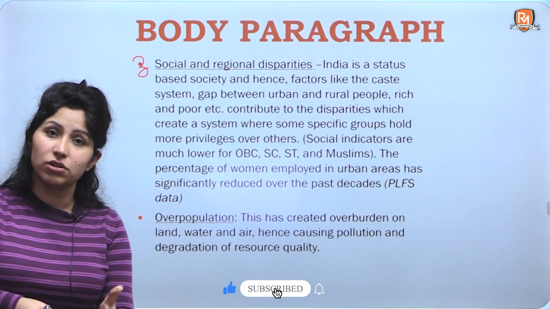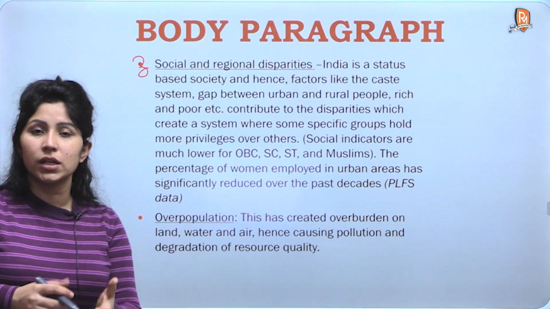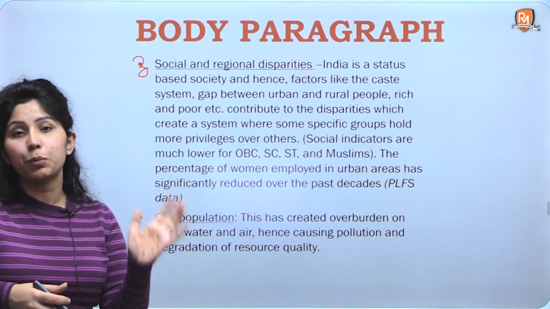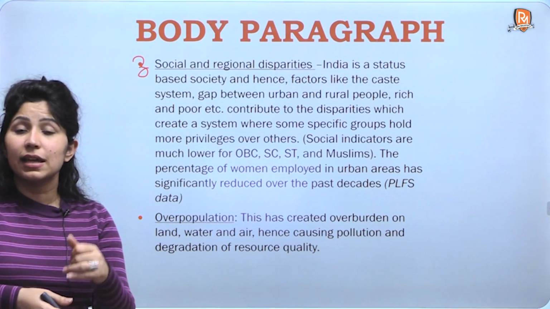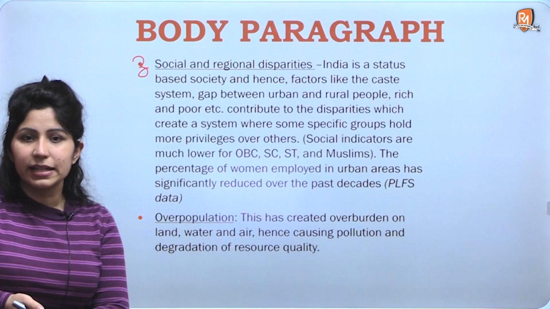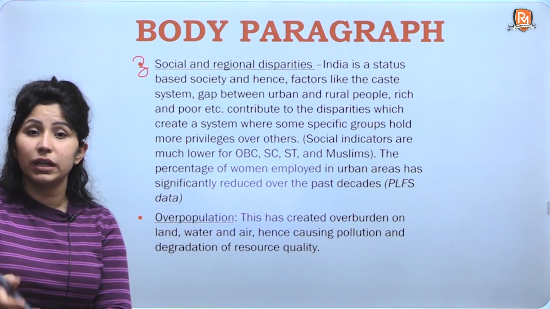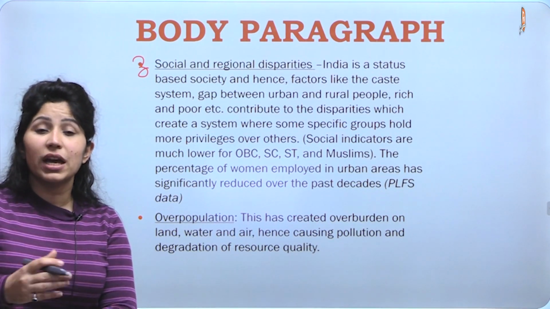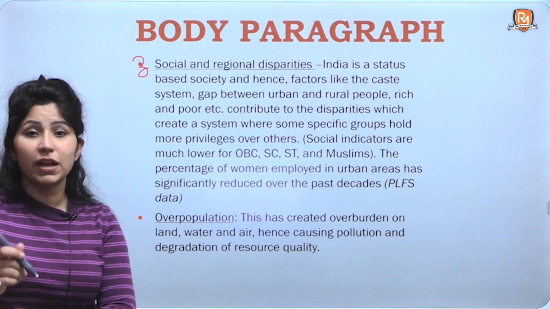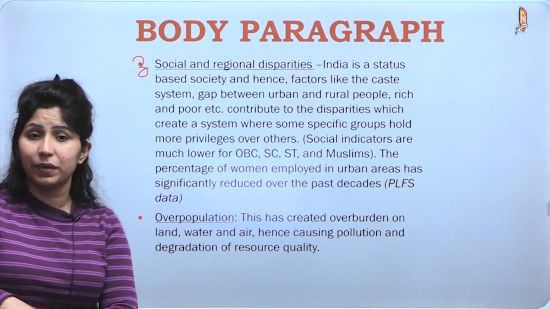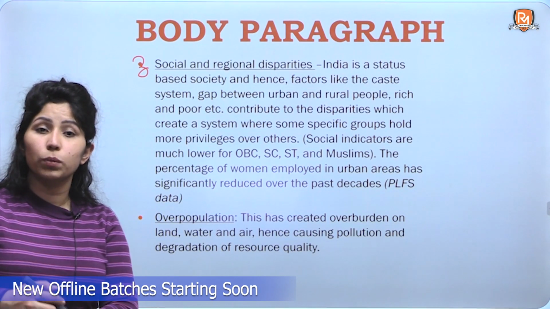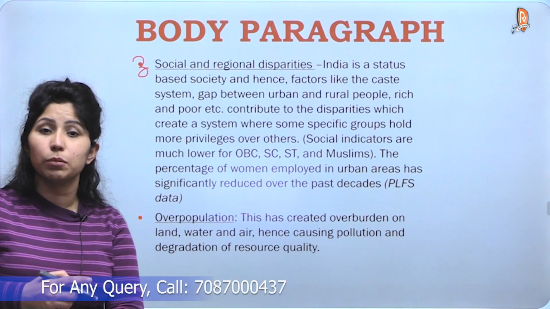That kind of discrimination is there, and not just discrimination, availability of opportunity, the judgment that goes behind providing an opportunity to somebody is directly dependent on this. So India is a status based society, and hence factors like the caste system, gap between urban and rural people, rich and poor, etc. contribute to the disparities, which create a system where some specific groups hold more privileges over others. Social indicators are much lower for OBCs, SCs, STs and Muslims.